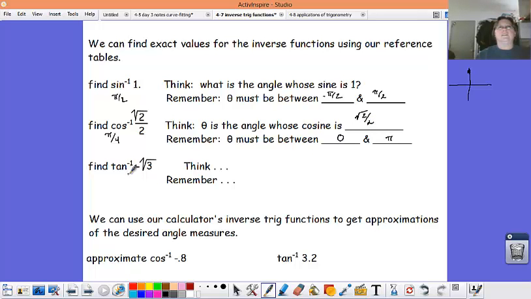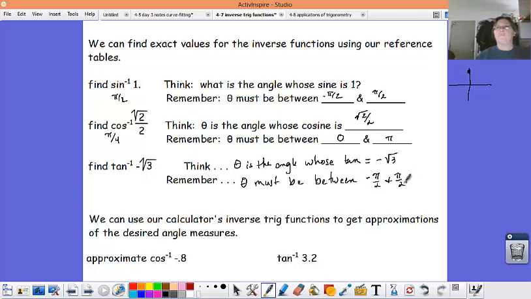Our last one says find the tangent inverse of negative root 3. We got to think theta is the angle whose tangent is equal to negative square root of 3. And we want to remember for tangent, theta must be between negative pi halves and pi halves. Good.